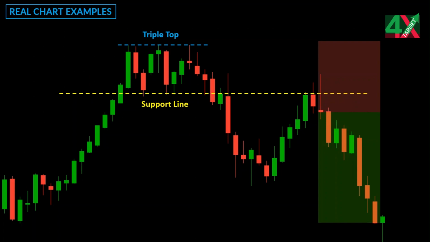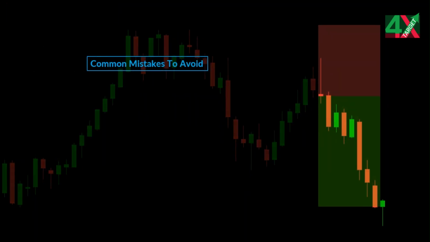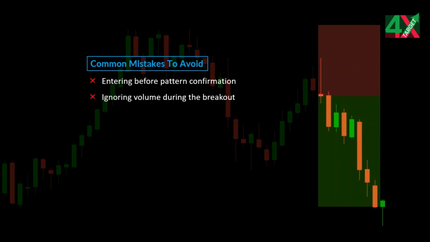While trend reversal patterns can be powerful tools, many traders fall into common traps that reduce their effectiveness. One of the biggest mistakes is entering too early, before the pattern is fully formed or confirmed. This often leads to false breakouts and unnecessary losses. Another common error is ignoring volume, which plays a key role in validating the breakout. Weak volume can signal a lack of conviction and potential failure of the pattern.